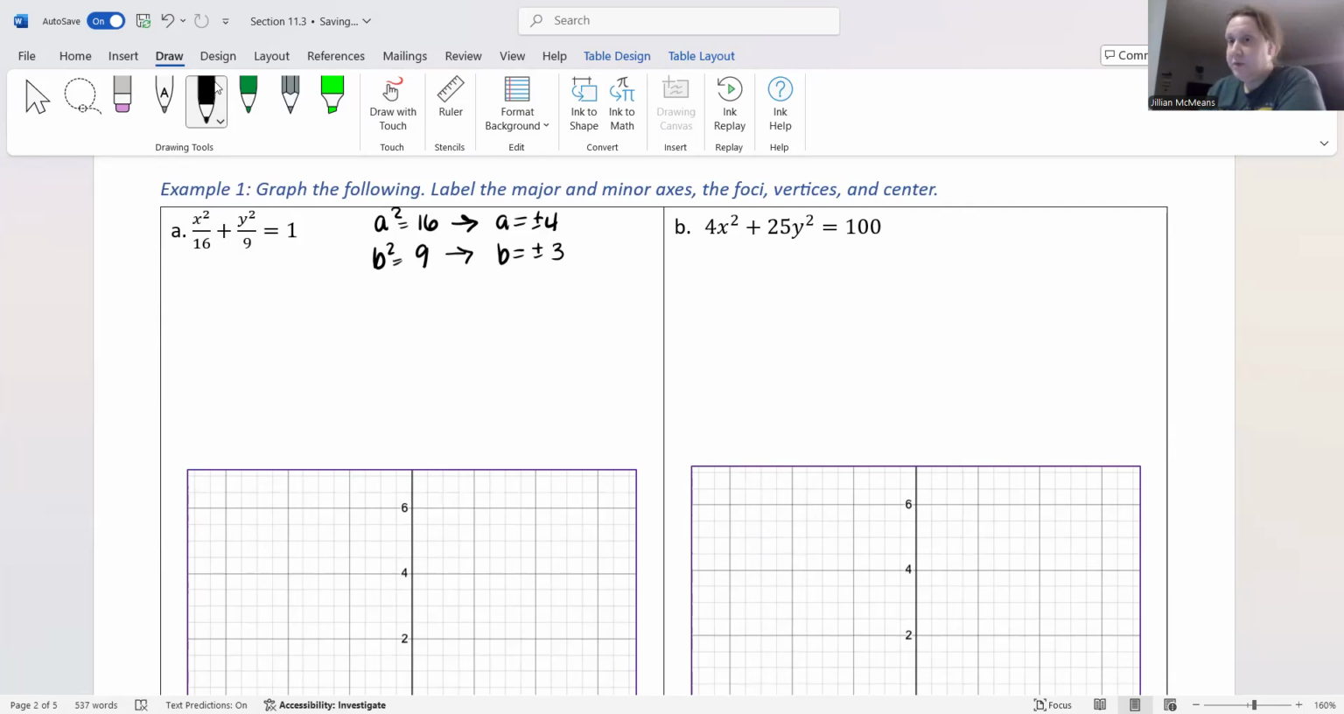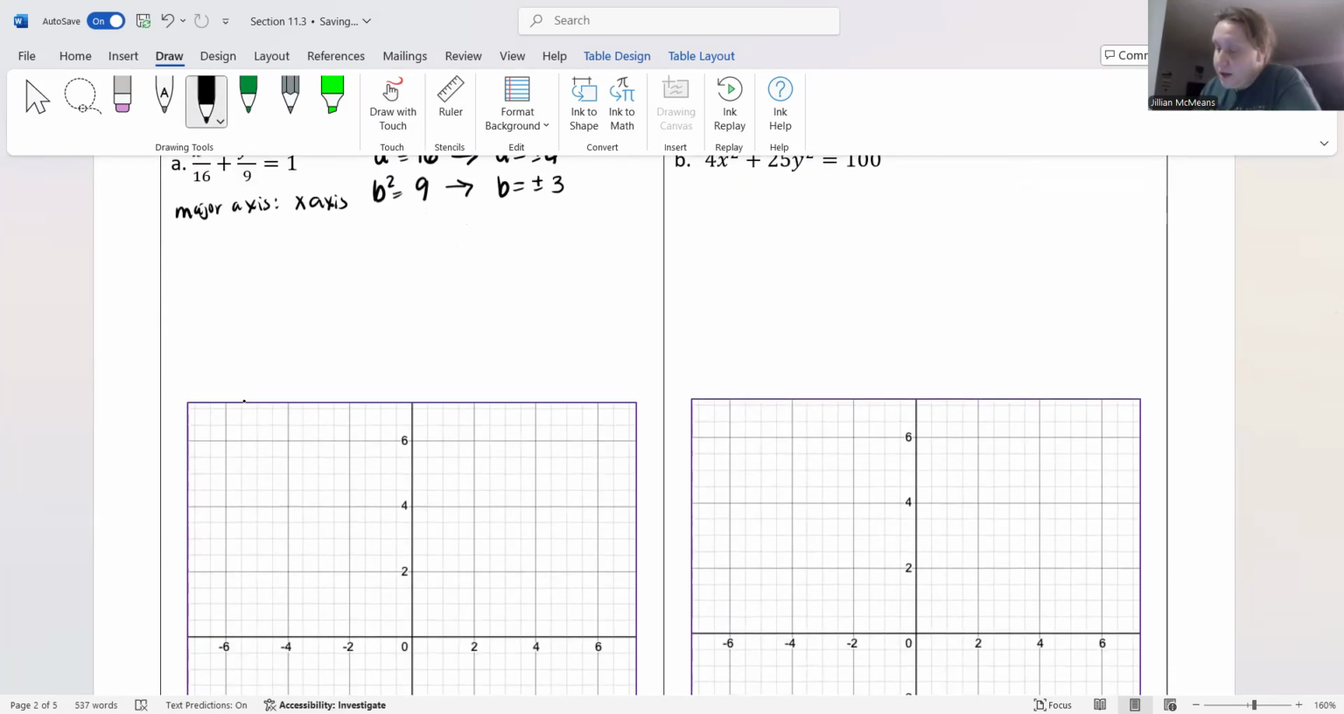We have to be really cautious about what is the major axis and what is the minor axis. Well, we've got the bigger number under x, so that tells me that the major axis is going to be the x-axis. The major axis is the actual x-axis itself. So we can easily plot the vertices. All you have to have is a and b.